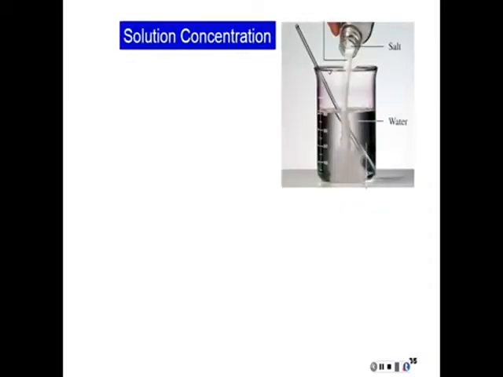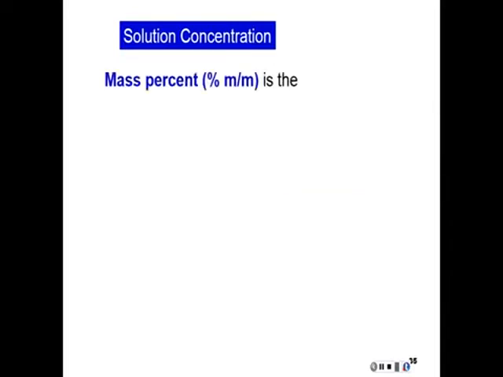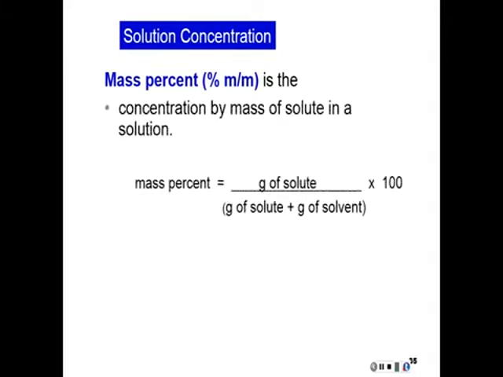So we'll start with solution concentration, and we're going to start with percent. So mass percent, which is abbreviated M/M, is the concentration by mass of a solute in a solution. This is used commercially, used in hospitals. And in order to calculate the mass percent, you need to know the mass of the solute in grams divided by the mass of the solution. And you notice the mass of the solution is the sum of these two.